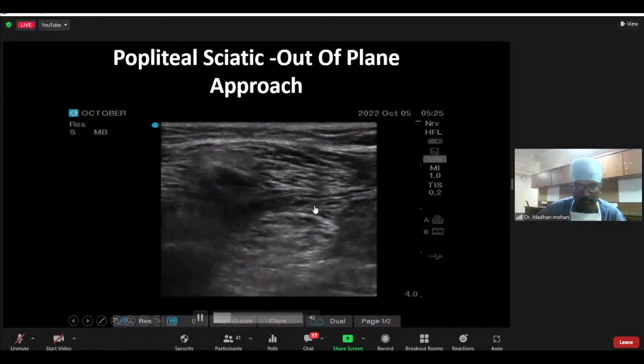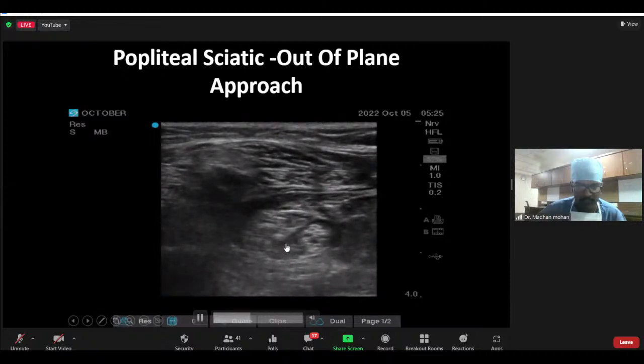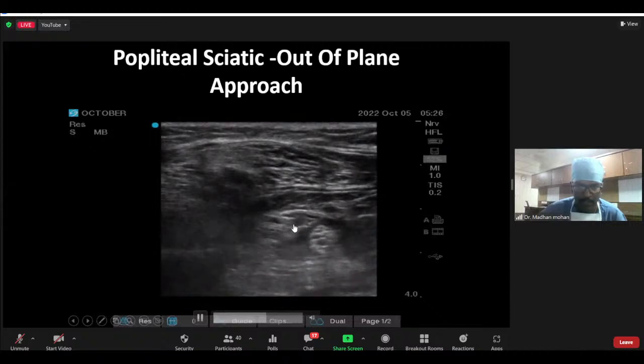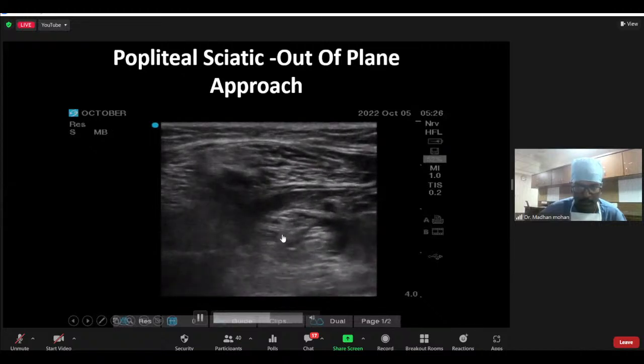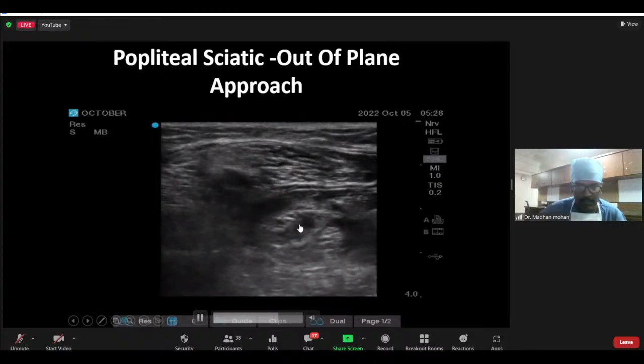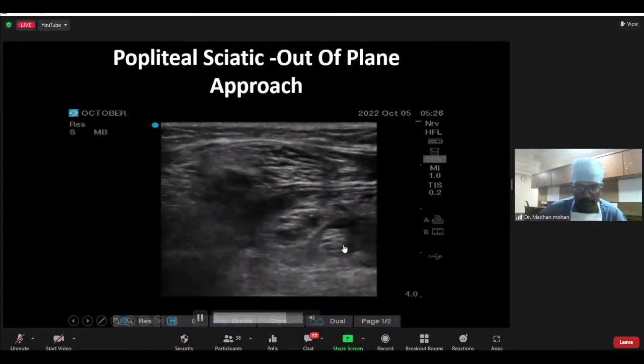Initially, hydrodissection was done, but that is in the sub-epimysial compartment outside the paraneural sheath. The next injection was given inside the paraneural sheath. As you can see here, there might be a septum here, so you can see the drug spread only in the tibial component of the nerve. So the needle is withdrawn and redirected to the common peroneal component. Yeah, now you can see the spread on both the compartments of the nerve.